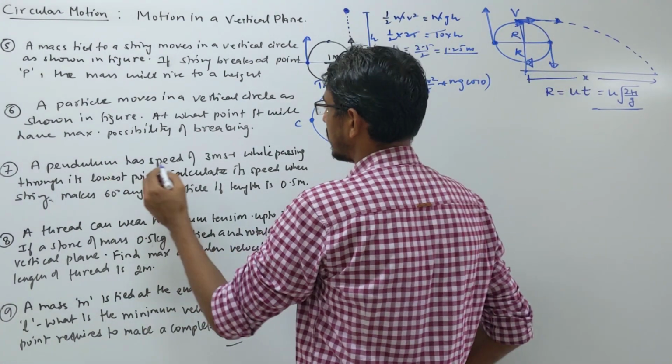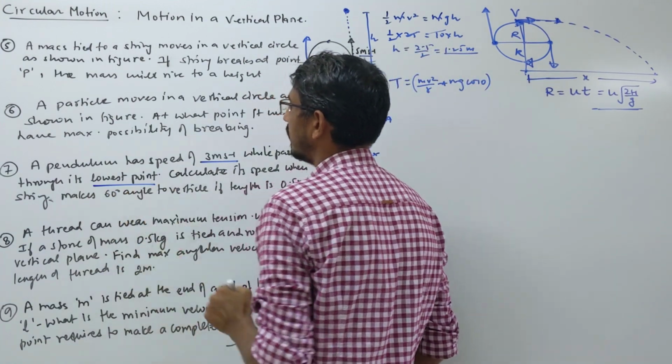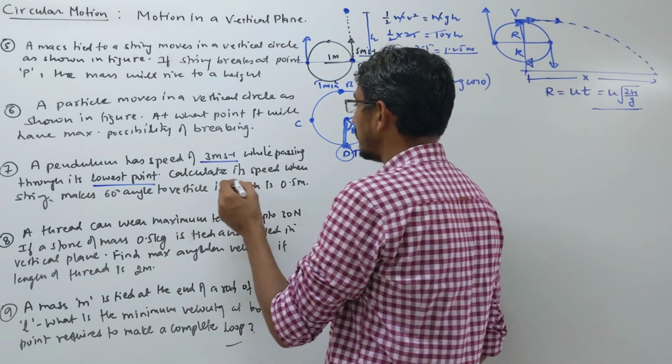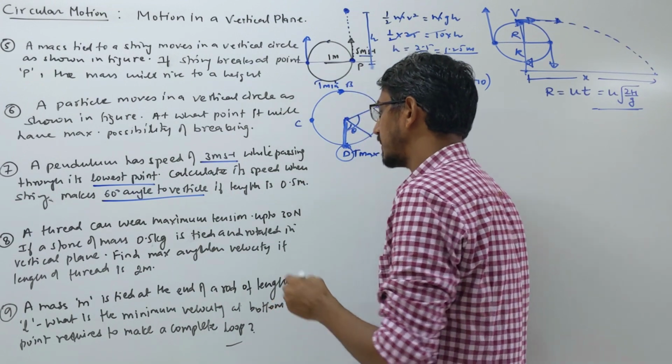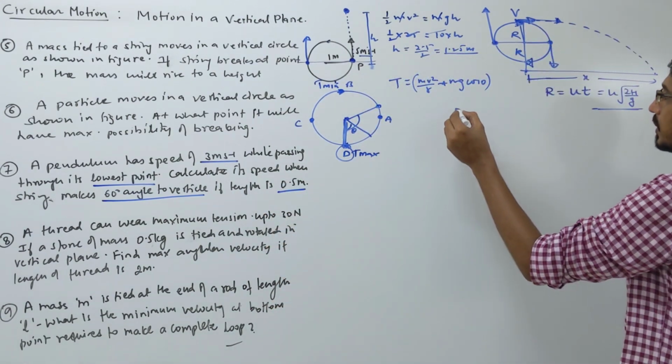A pendulum has a speed of 3 meter per second while passing through the lowest point. So at the lowest point the speed is given. Calculate the speed when the string makes a 60-degree angle to the vertical, if the length of the string is 0.5 meter. Okay, let's draw the picture.